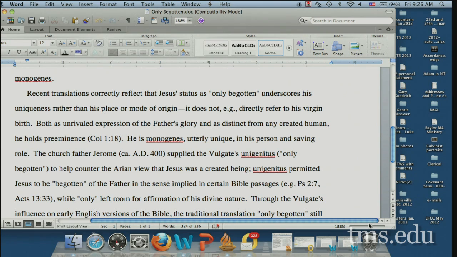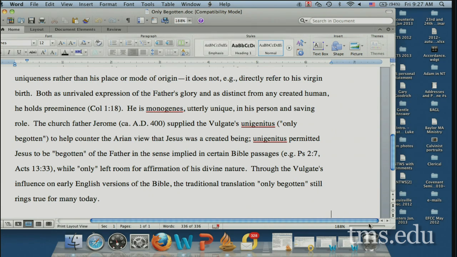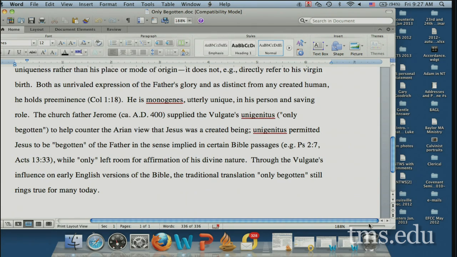The church father Jerome supplied the Vulgate's unigenitus, which does mean "only begotten" in Latin, to help counter the Arian view that Jesus was a created being. Unigenitus permitted Jesus to be begotten of the Father in the sense implied in certain Bible passages, while the "uni" left room for affirmation of his divine nature. Through the Vulgate's influence on early English versions of the Bible, the people who translated the King James probably knew Latin even better than they knew Greek, and they probably knew the Vulgate, the Latin version, at least as well as they knew the Greek.